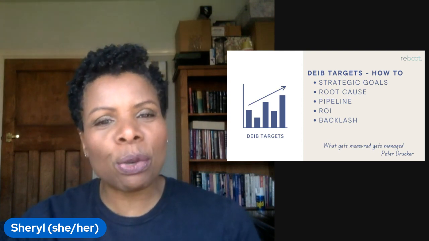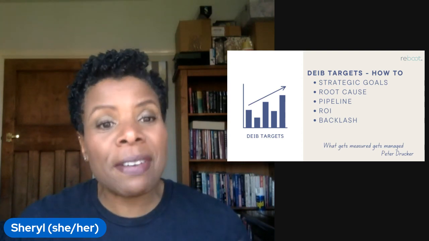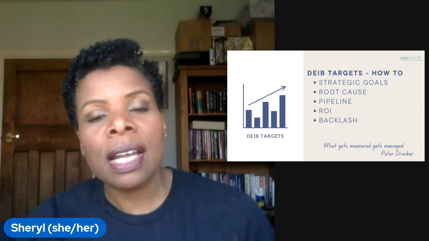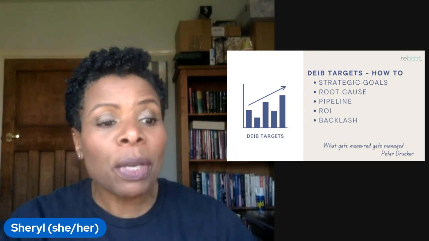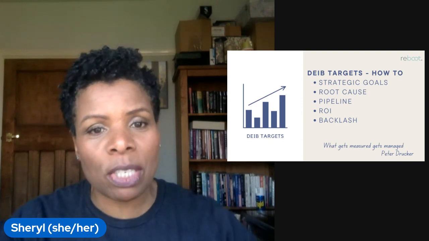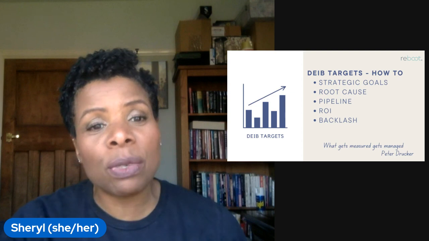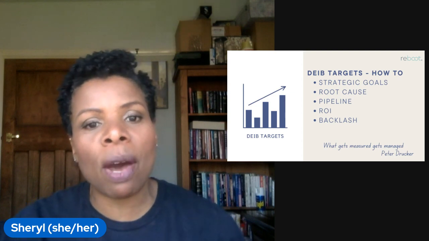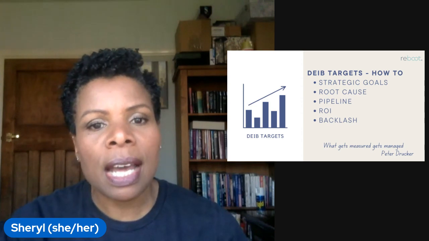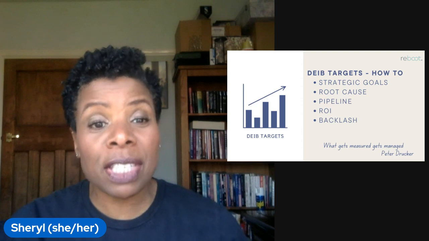How do you get to the root causes of what's going wrong, why you're not feeling like you're hitting where you should be, because that is part of knowing what your targets need to be. Then we're going to look at the employee pipeline, which is really important for diversity and also a measure of inclusion and belonging, actually. What does the pipeline look like and when do we lose various members of our workforce? And then return on investment.